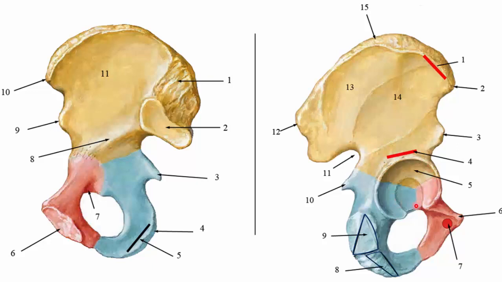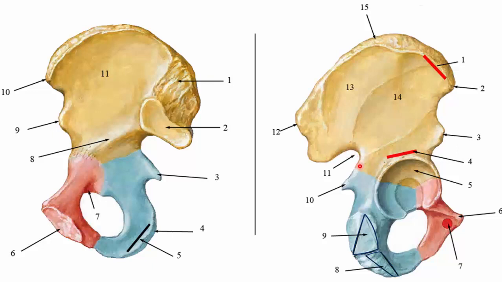Number 5 is the acetabulum. This surface is called the lunate surface. This joint is the hip joint. The type of this joint is synovial ball and socket. Number 6 is the pubic tubercle, to which the inguinal ligament is attached. Number 7 gives attachment to the adductor longus muscle.